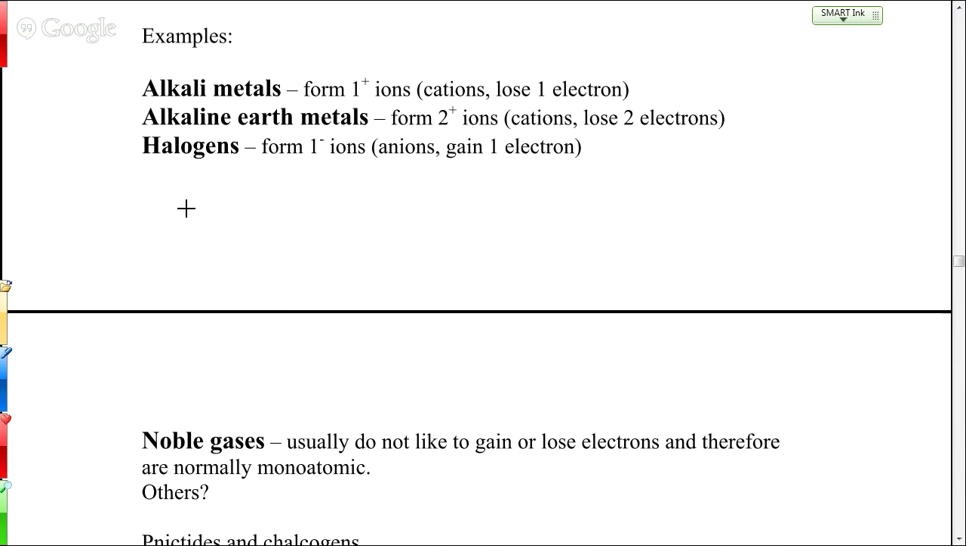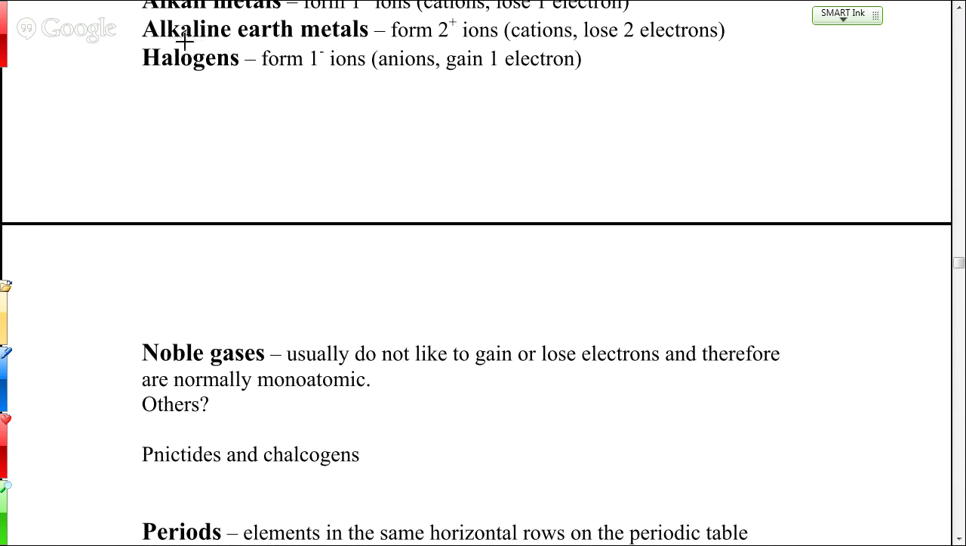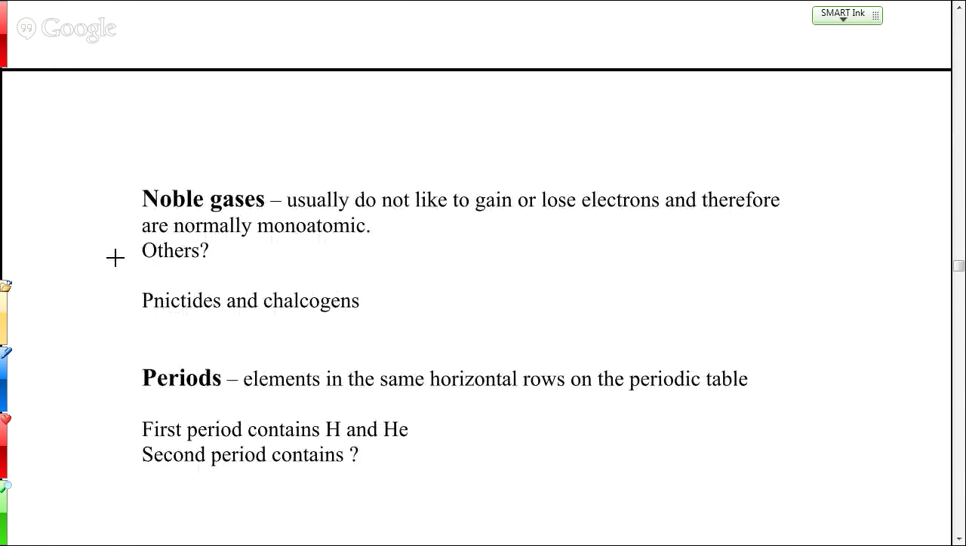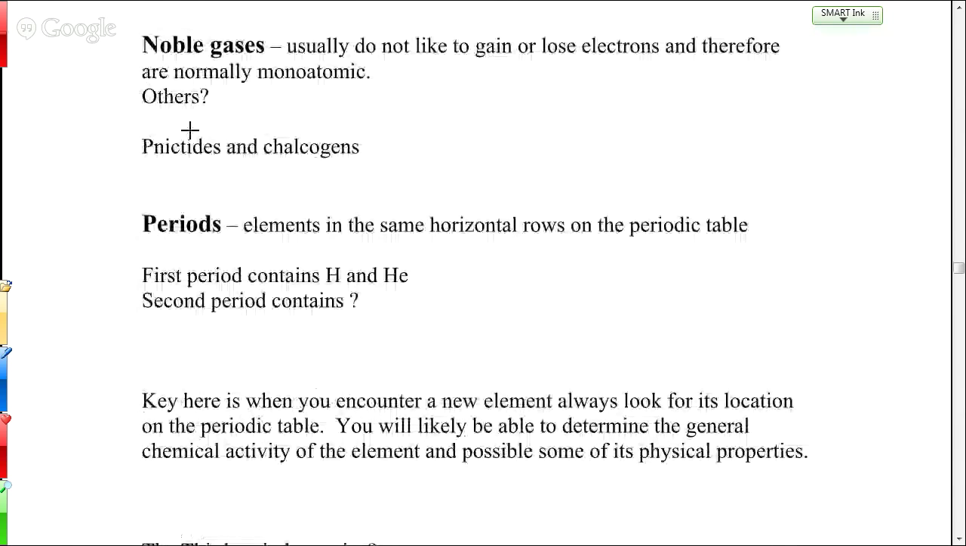And then the noble gases, which are the final column over on the right, tend to not react much at all, except in special circumstances. They tend to be really fairly unreactive for reasons that we'll talk about later. And then there are some other names. There's pnictides and chalcogens, which are some of the lower ones in some of the other columns. You don't need to know those names.